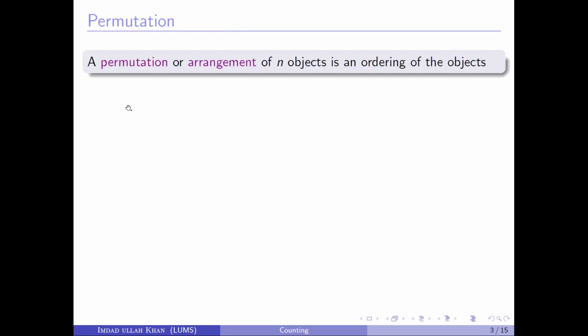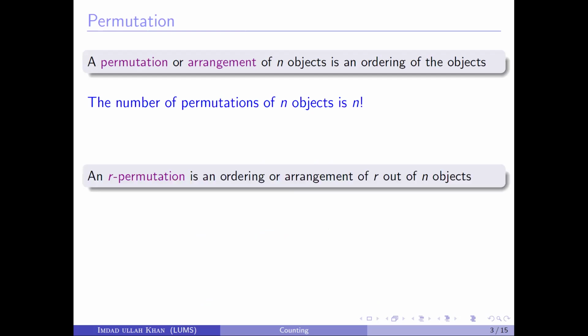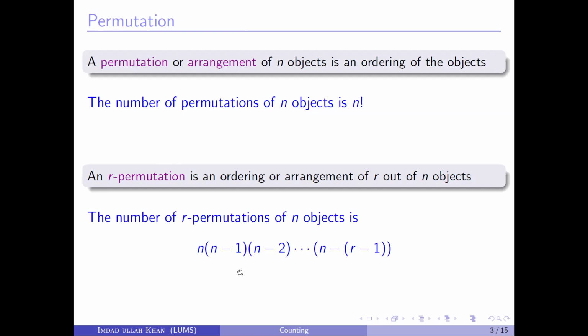A permutation is an ordering or arrangement of some given objects. The number of permutations of n objects is n factorial, and we specialize a particular situation out of generalized permutations. If we are talking about some R elements being picked from a pool of n objects, then we call it an R permutation, and that gives us this count, which is n times n minus 1, going down to n minus R plus 1.